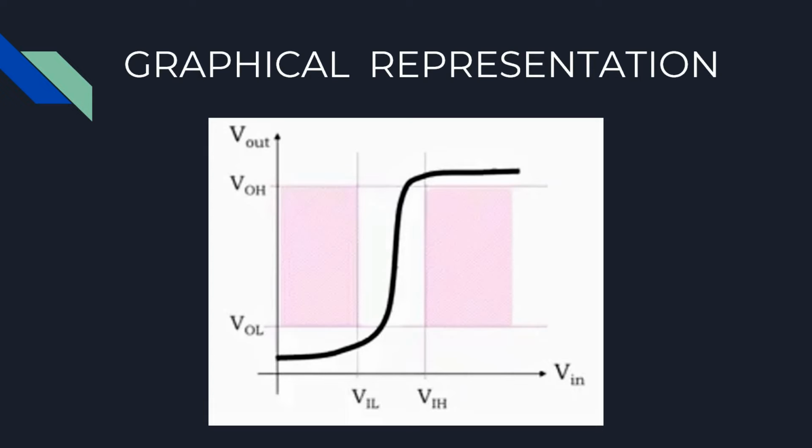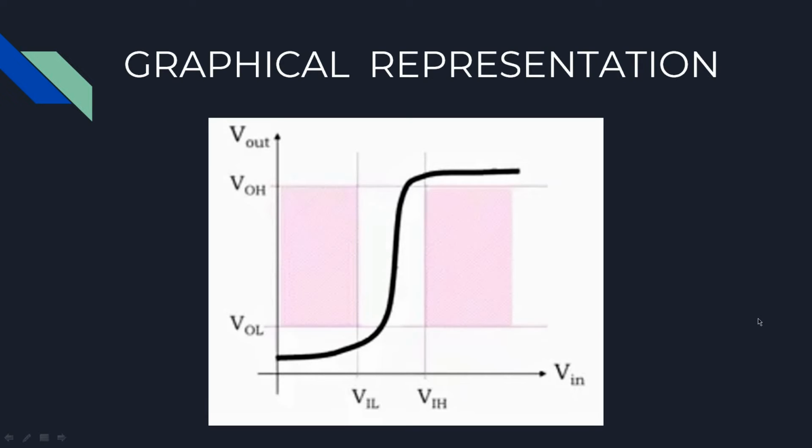You can see that these two light pink shaded regions are called the forbidden regions. In forbidden regions, the points there correspond to valid digital input voltages but invalid output voltages, because it's less than VIL, so it's a valid digital input, and it's greater than VOL, so it's an invalid digital output.